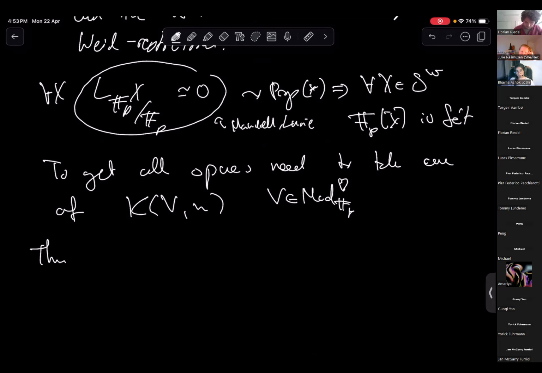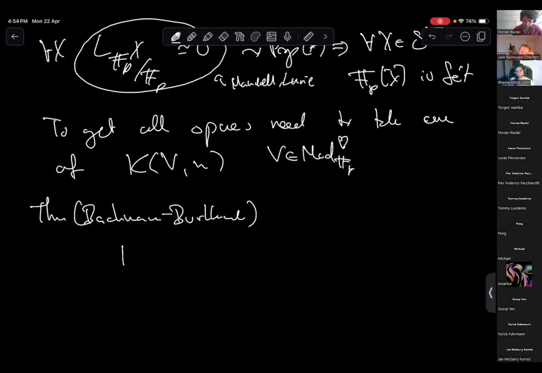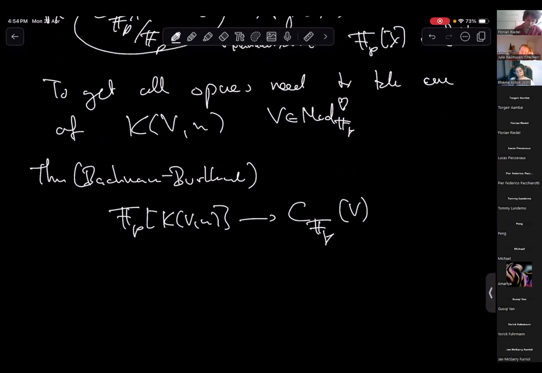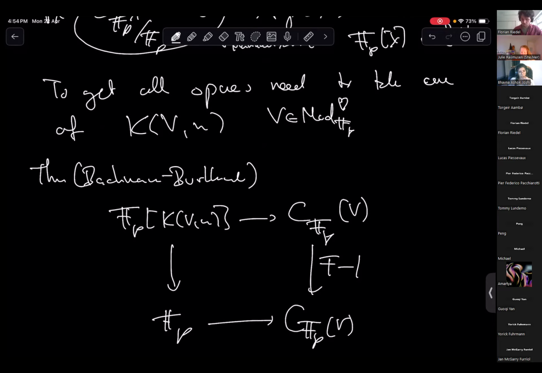So, the theorem by Bachmann and Burklund, which says that the homology of such a KVN essentially sits in a pullback diagram, where on the right you take the cofree coalgebra, the right adjoint to the underlying, taking the underlying FP module, and it sits in a pullback diagram like this, where F is some sort of Frobenius map. So this whole thing is called the Artin-Schreier map.